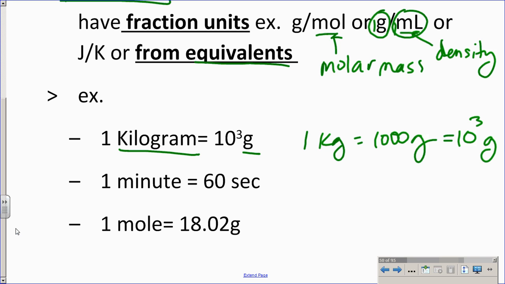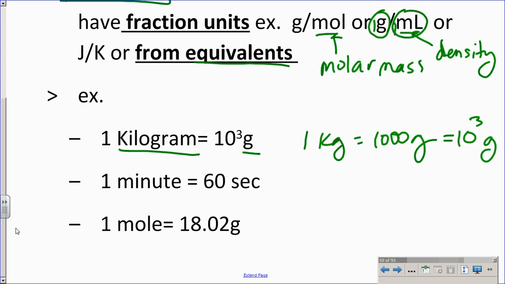So let's do another one just like that. I want to see the equivalency between grams and micrograms. So which one of these do I assign to be the 1? The gram or the microgram? Gram, it's the larger unit.